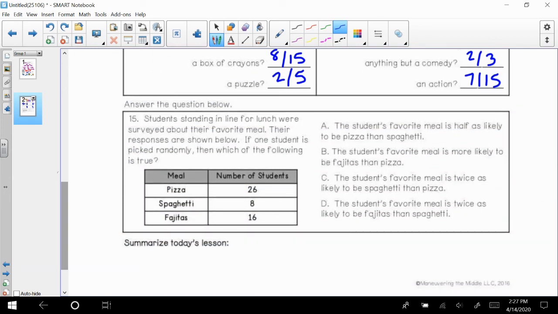Last but not least, you have the students in the lunch line. D was the correct answer here. All right, I hope you did well.